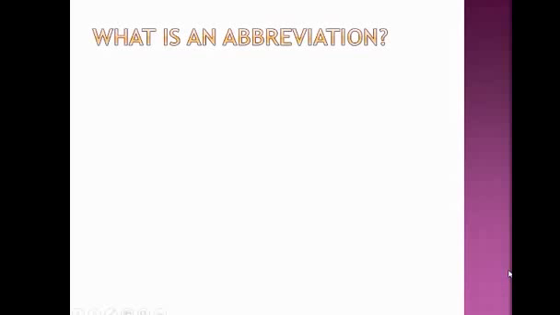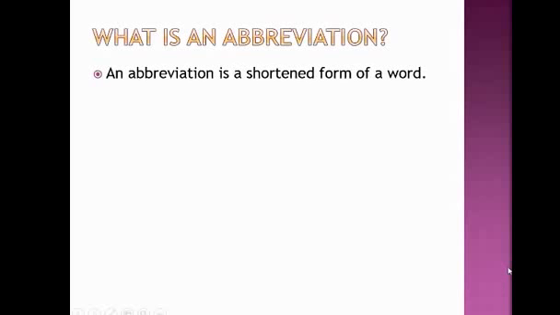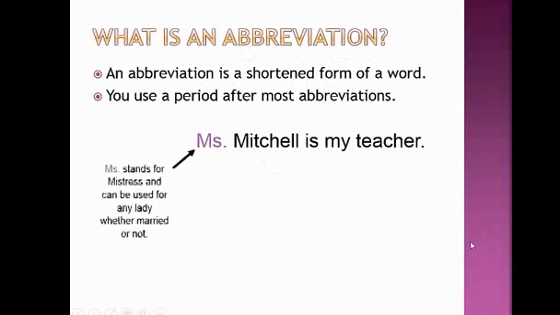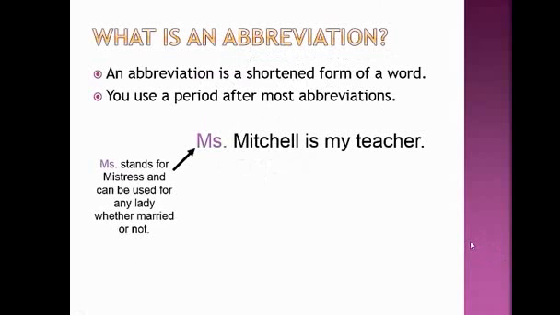Now, let's have a look at some words related to abbreviations. Acronyms. Right, so abbreviations, what is an abbreviation? It's a shortened form of a word. Usually we use a period after most of the abbreviations, not all, but a lot of them. For example, Ms. Mitchell is my teacher. Ms. is an abbreviated form of mistress, and it's abbreviated to MS to shorten it, and we do use a period after that.